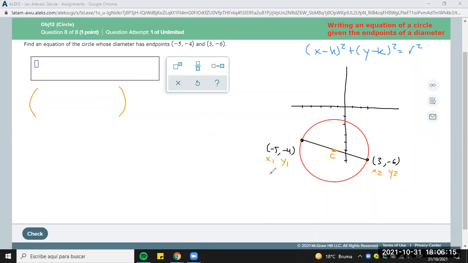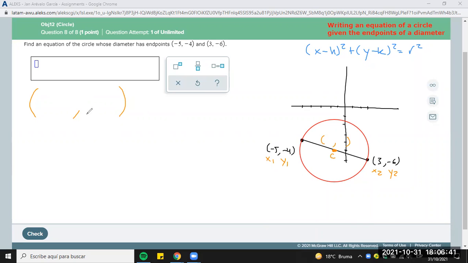It doesn't matter if you choose this to be the first one and this to be the second one. The only thing that you have to have is the same sub-index in the same coordinate. You cannot put like x1 y2. That is going to be wrong. So just be careful with that. Now the coordinates. Remember, in here we want coordinates.